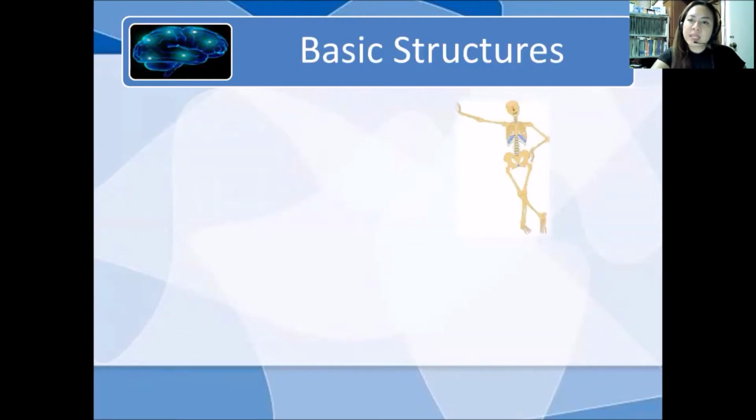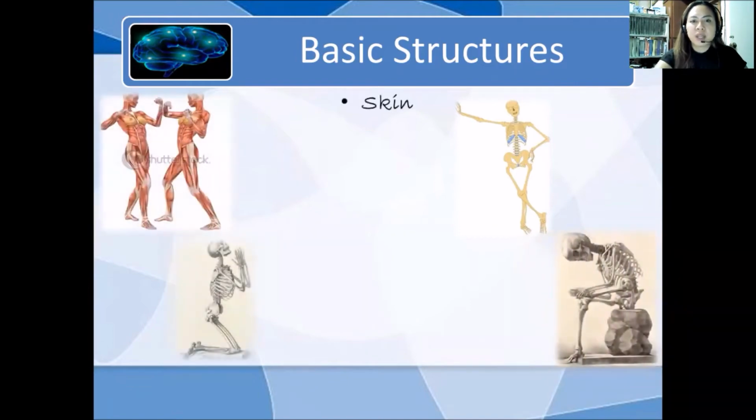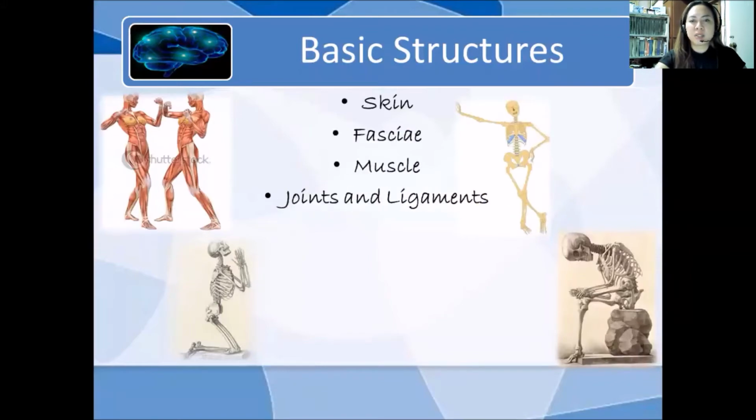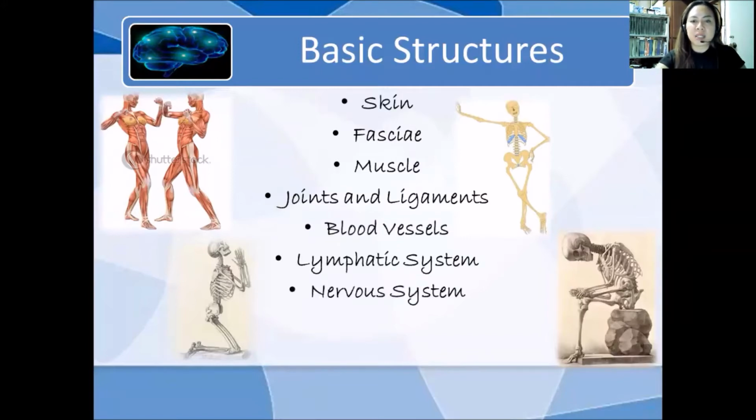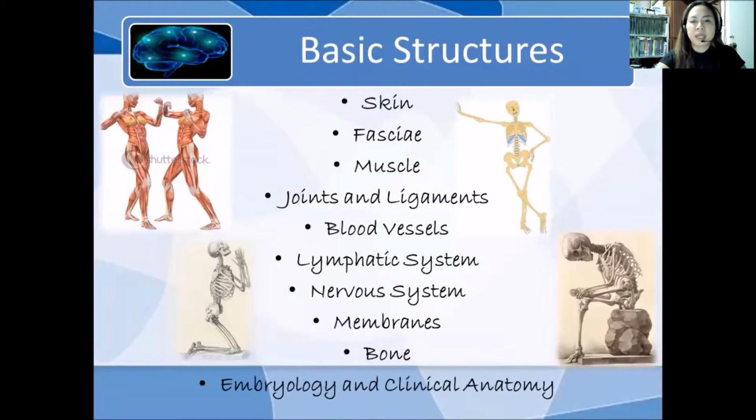Okay, so let's go to the basic structure. So all of the things that we're going to talk about in chapter 1 are all basic. This is only the introduction of what is there in the next few chapters. Okay, so basic structures, we have the skin, the fascia, the muscle, joints and ligaments. We will talk about all these things, no? A konti-konti. The blood vessels, the lymphatic system, nervous system, the membranes. Okay, of course, the bone and embryology and clinical anatomy.